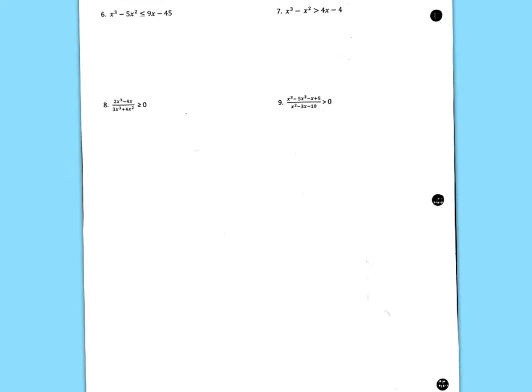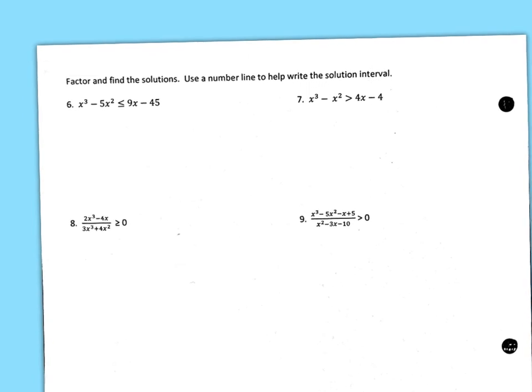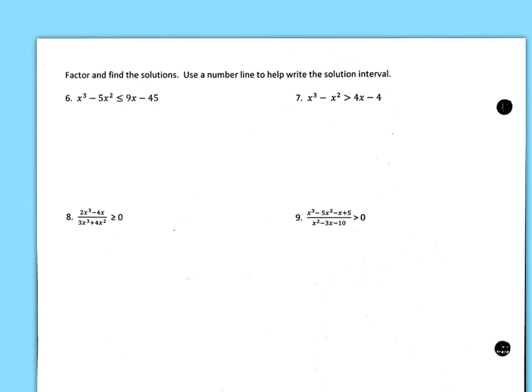Inequalities. We've got 2 types. Both require a number line. Both require interval notation as their answer. The first kind, you put all the answers on the graph. The second kind, you do not. All right, so let's go through this.